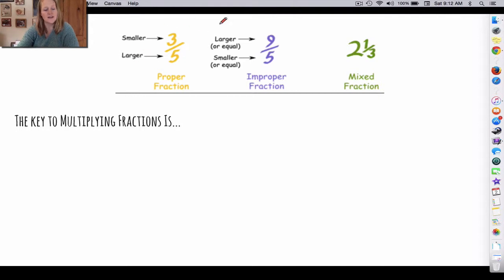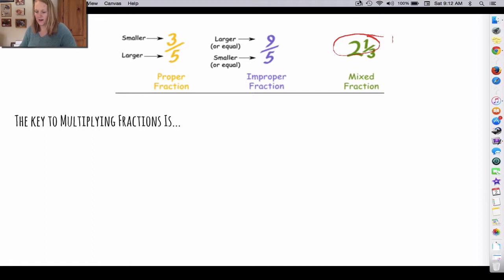So, here's an example of a proper fraction. Just to give us an idea, the smaller numerator is on top, and a denominator that is larger than the numerator is on the bottom. And so that's a proper fraction. An improper fraction would be larger on top, and here's the smaller denominator. And then a mixed fraction looks like this right here. So just to give us some vocabulary again, to remind ourselves of that.